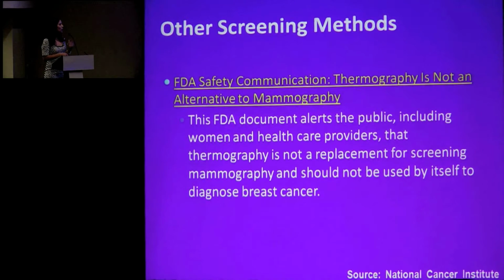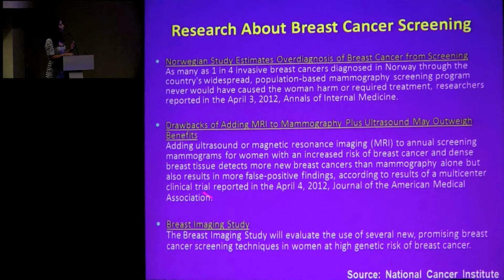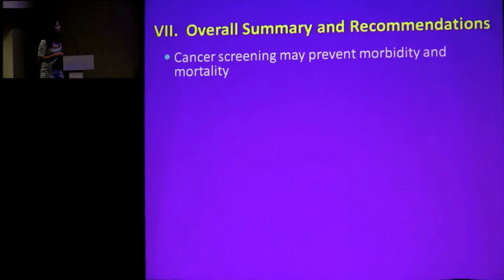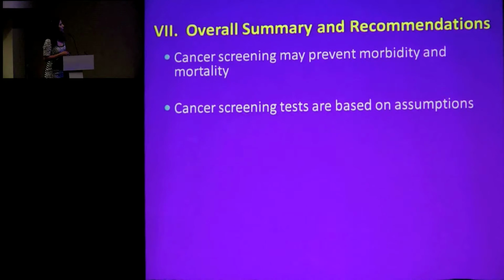If you look, for example, at the webpage of the National Cancer Institute, there's not only going to be current recommendations in terms of breast cancer screening, but there's also going to be information of other screening methods that are currently under research investigation, and other particular research areas not only being performed in the US, but also through consortiums and collaborative research worldwide. So the overall summary and recommendations of our presentation include that cancer screening may prevent morbidity and mortality. Cancer screening tests are based on assumptions.